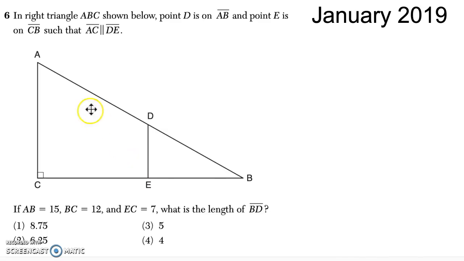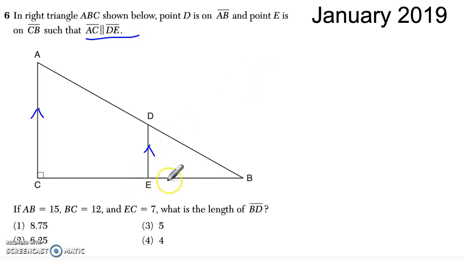So we've got a right triangle ABC, point D on AB, point E on CB. In this picture, the key here is that we've got a set of parallel lines, right? AC is parallel to DE. Since AC is parallel to DE, we're going to have a similar pair of triangles here.